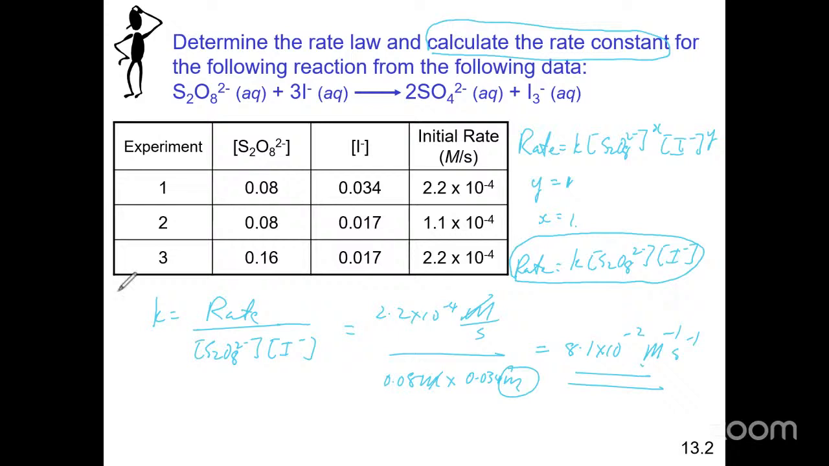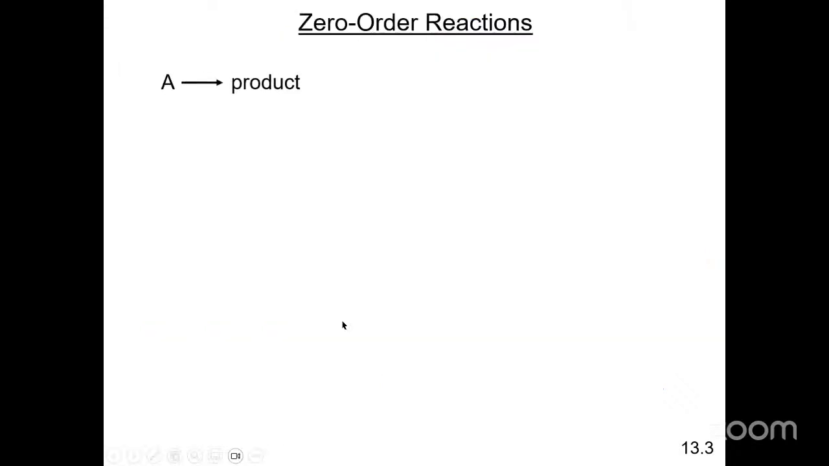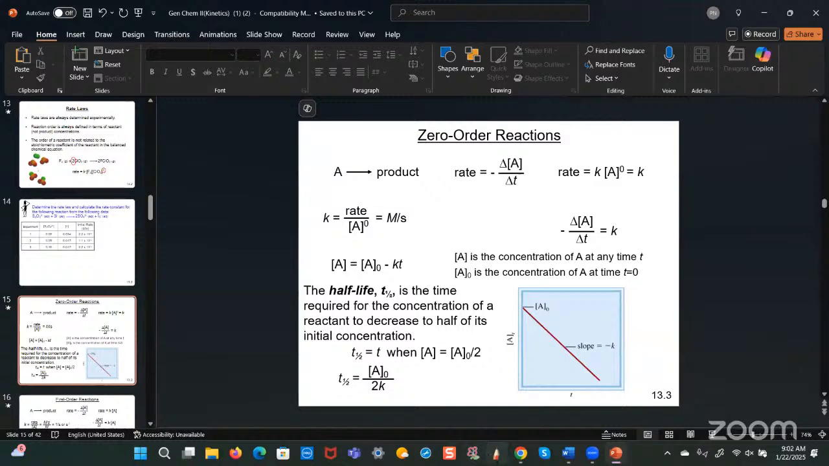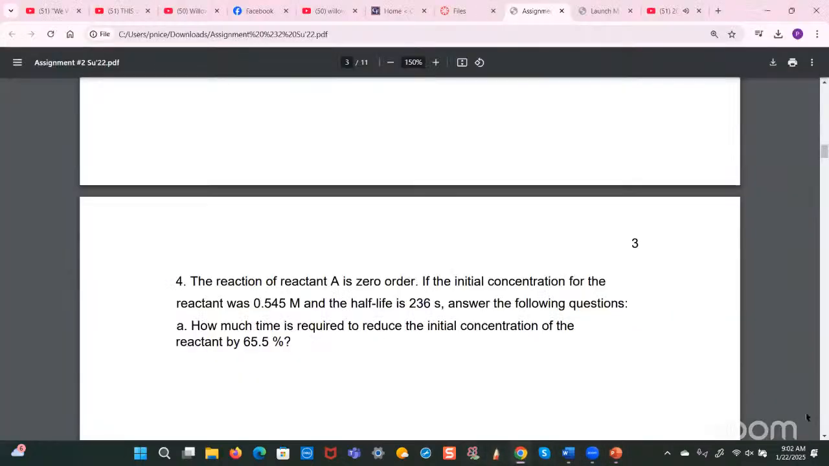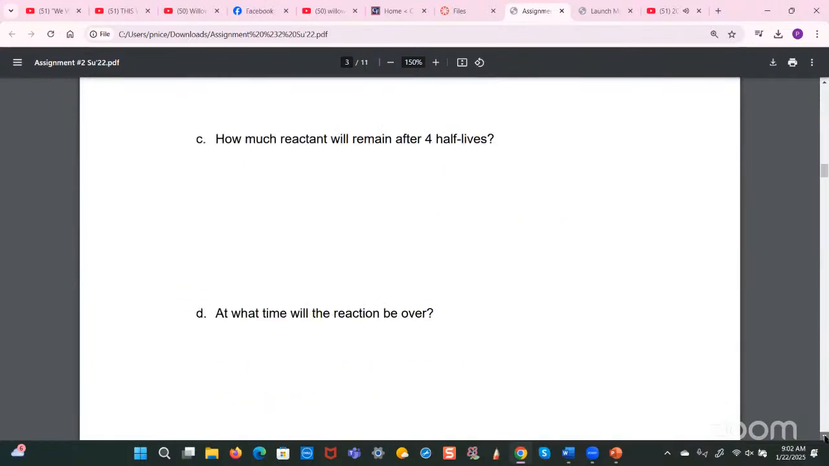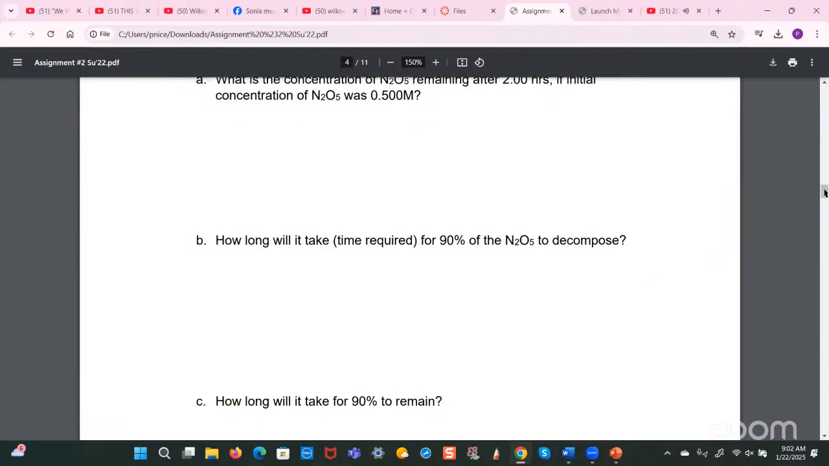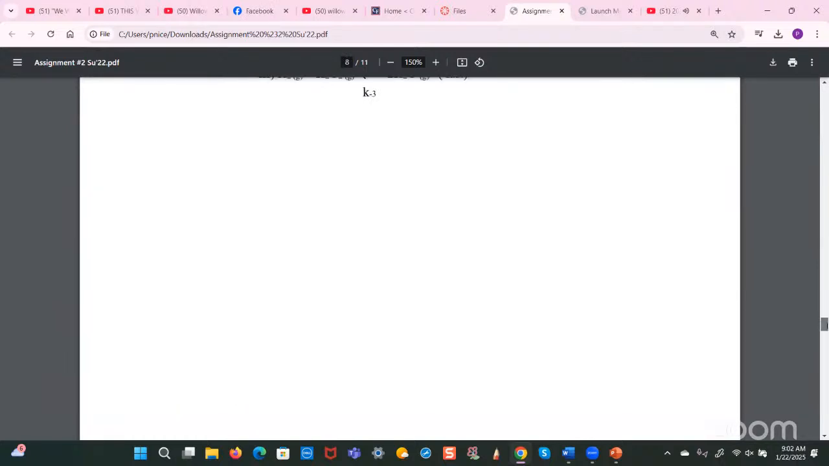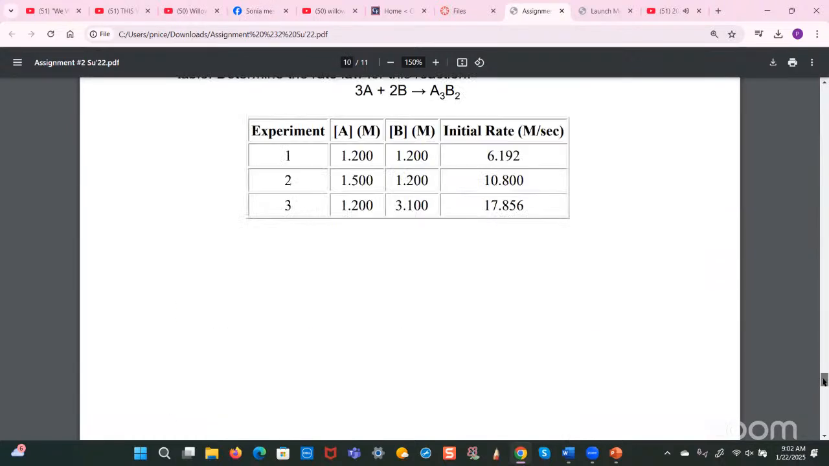Okay, let me clear this, and let's see what's next. Let me just check something here in the assignment. Okay, so based on what we have covered, you would not be able to do number 4. Oh, I remember.